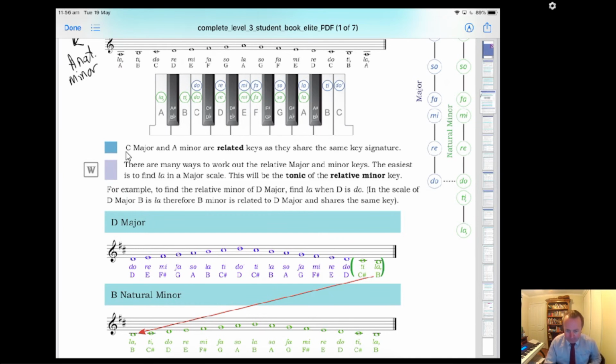So, there we go. Now, there are many ways to work out the relative major and minor keys. Every major scale does have a relative minor. The easiest way is to find the La in the major scale. And what happens is that La in the major scale becomes the tonic or keynote of the relative minor.